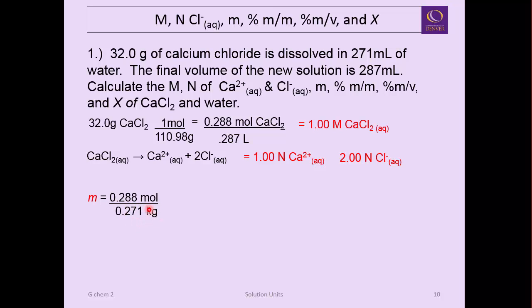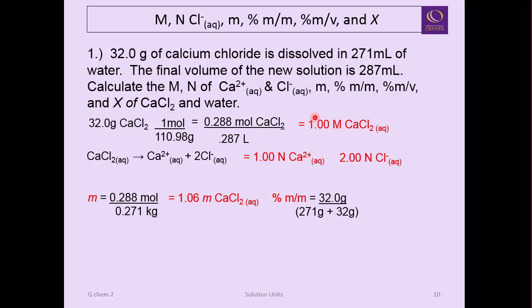So in this case, I really need to know the mass of water, the mass of solvent. And I describe it in kilograms. That's the standard units, moles per kilogram. So 271 mils of water is 0.271 liters of water. Because the density of water is 1, that is also 0.271 kilograms of water. So I can put that into the calculation, and it's 1.06 molal calcium chloride solution. So that is going to reflect how that calcium chloride changes the properties of the water.